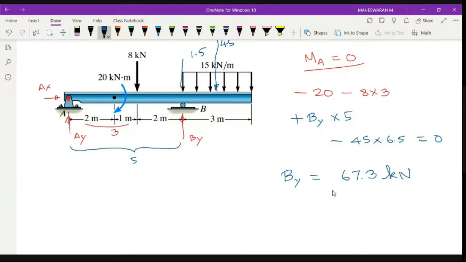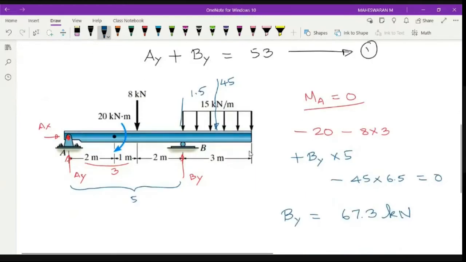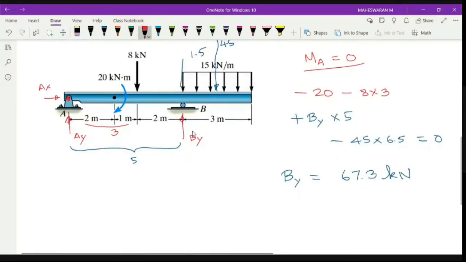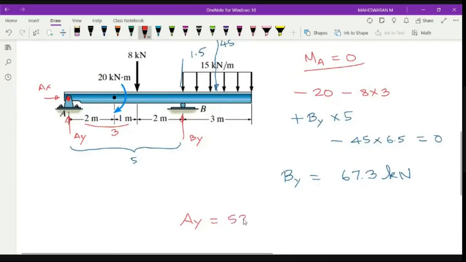Once I got my By, I can substitute this in equation 1 to identify my Ay. Right? What is my Ay? So Ay is equal to 53 minus 67.3. Right? So what is the value? Minus 14.3. Minus 14.3 kilonewton. Right?